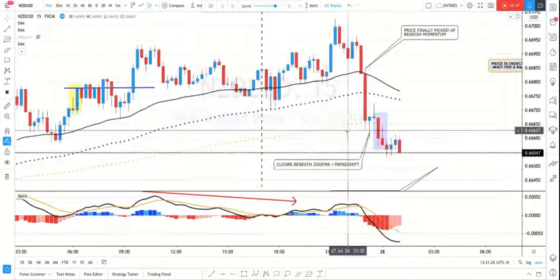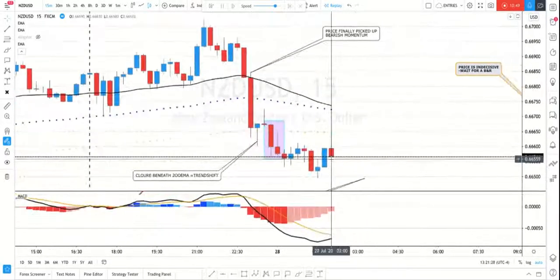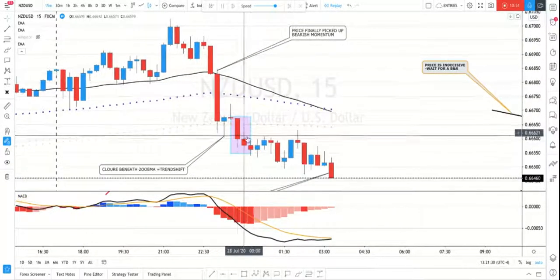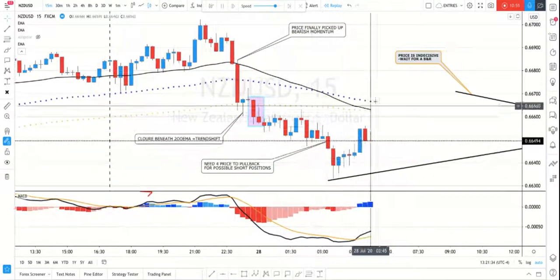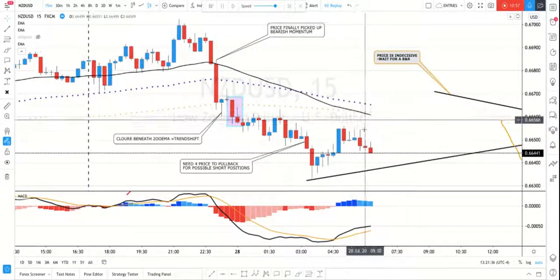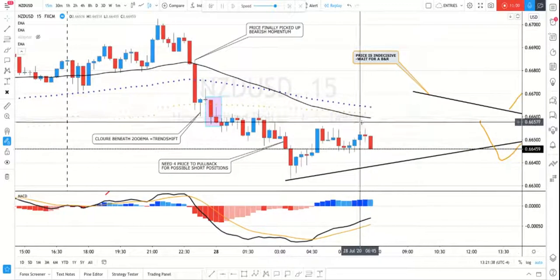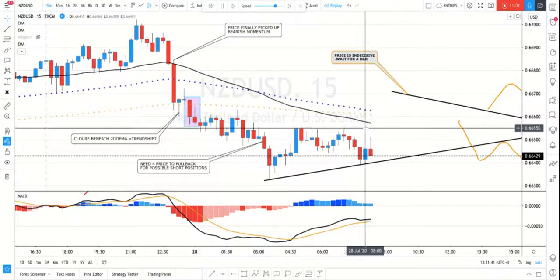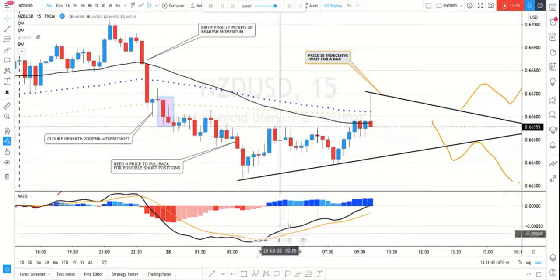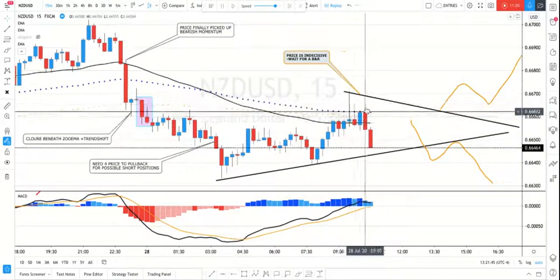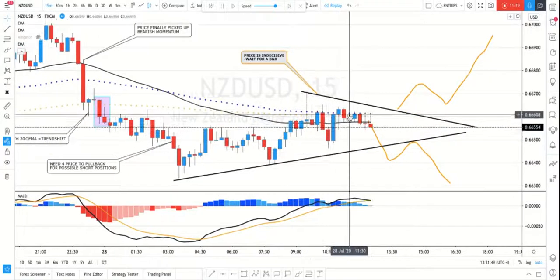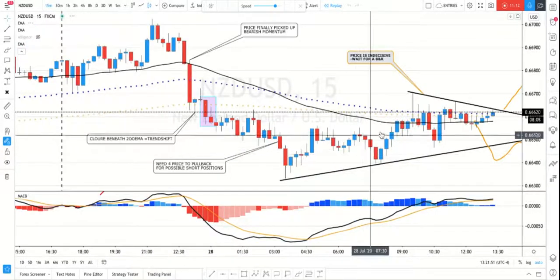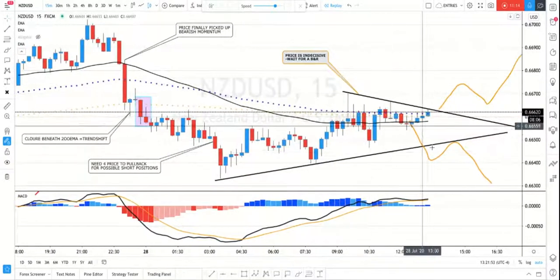Price finally picked up bearish momentum, closed beneath my 200 EMA, signifying a complete trend shift. And now if I would like to get in for some short positions, I would need price to pull back. So price is pulling back, price is pulling back. And I would like for it to at least touch my 50 EMA, or if not, close above. You see how it's touching it, okay? It tried to close above, but it rejected. And you can see how price is just playing off of this area right now. It's showing you that the bearish momentum is trying to pick up.